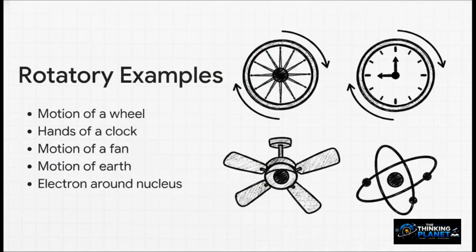Just look around your daily life for examples of this. The motion of a wheel is rotatory motion. All the particles of that wheel rotate from that fixed central point. The motion of the hands on your wall clock, the motion of a ceiling fan, the grand motion of the Earth rotating, and even zooming way into the microscopic motion of an electron around a nucleus. For all of them, that fixed axis is the undeniable giveaway.